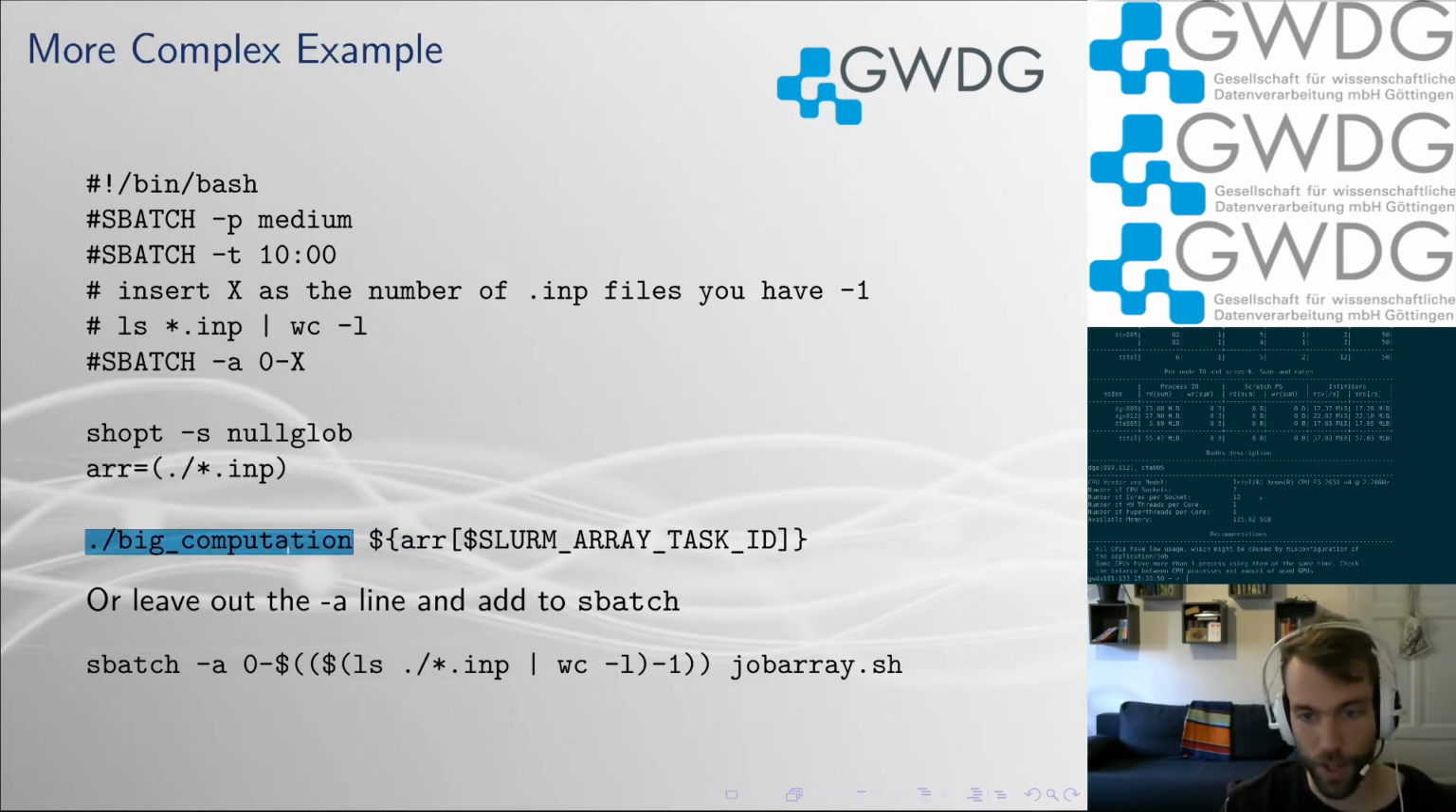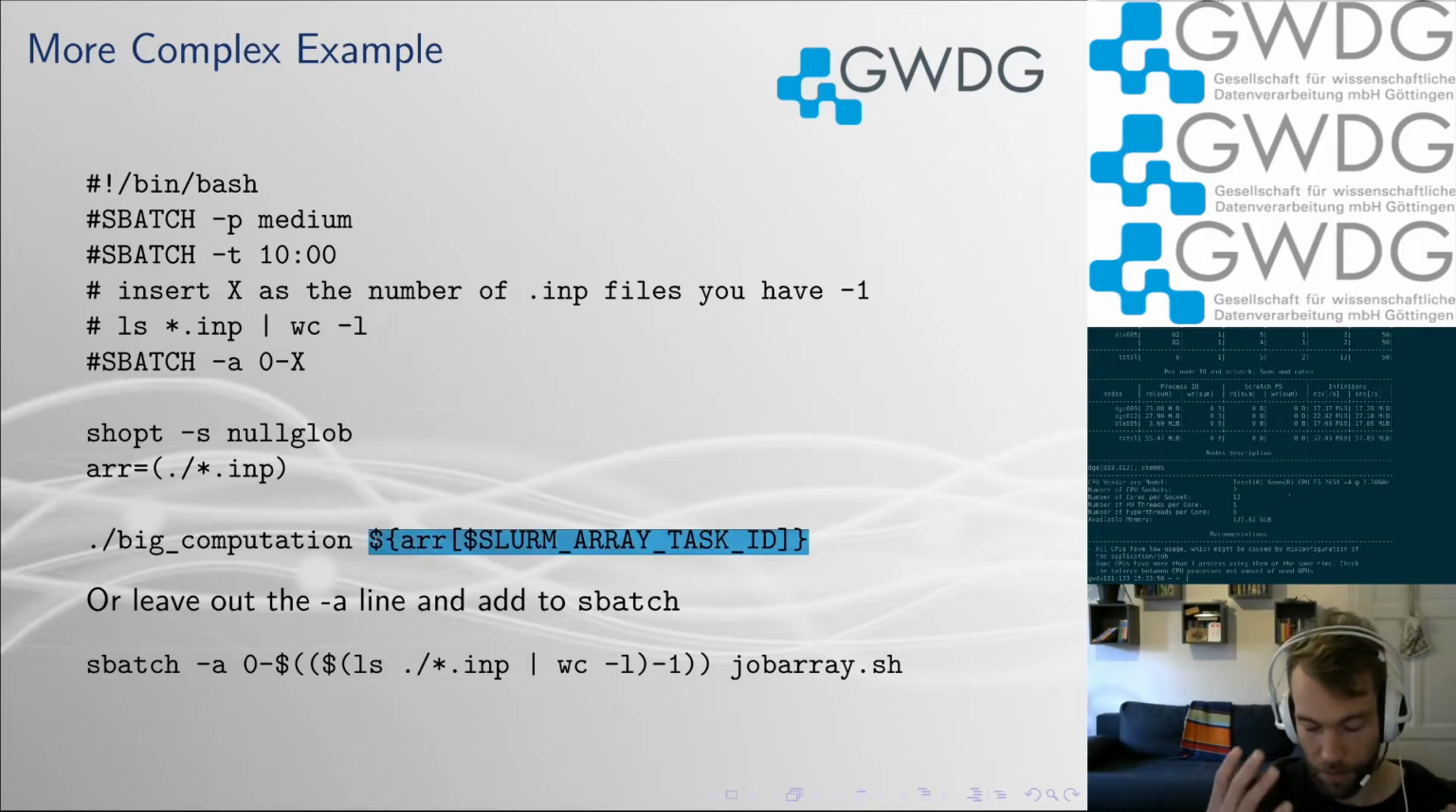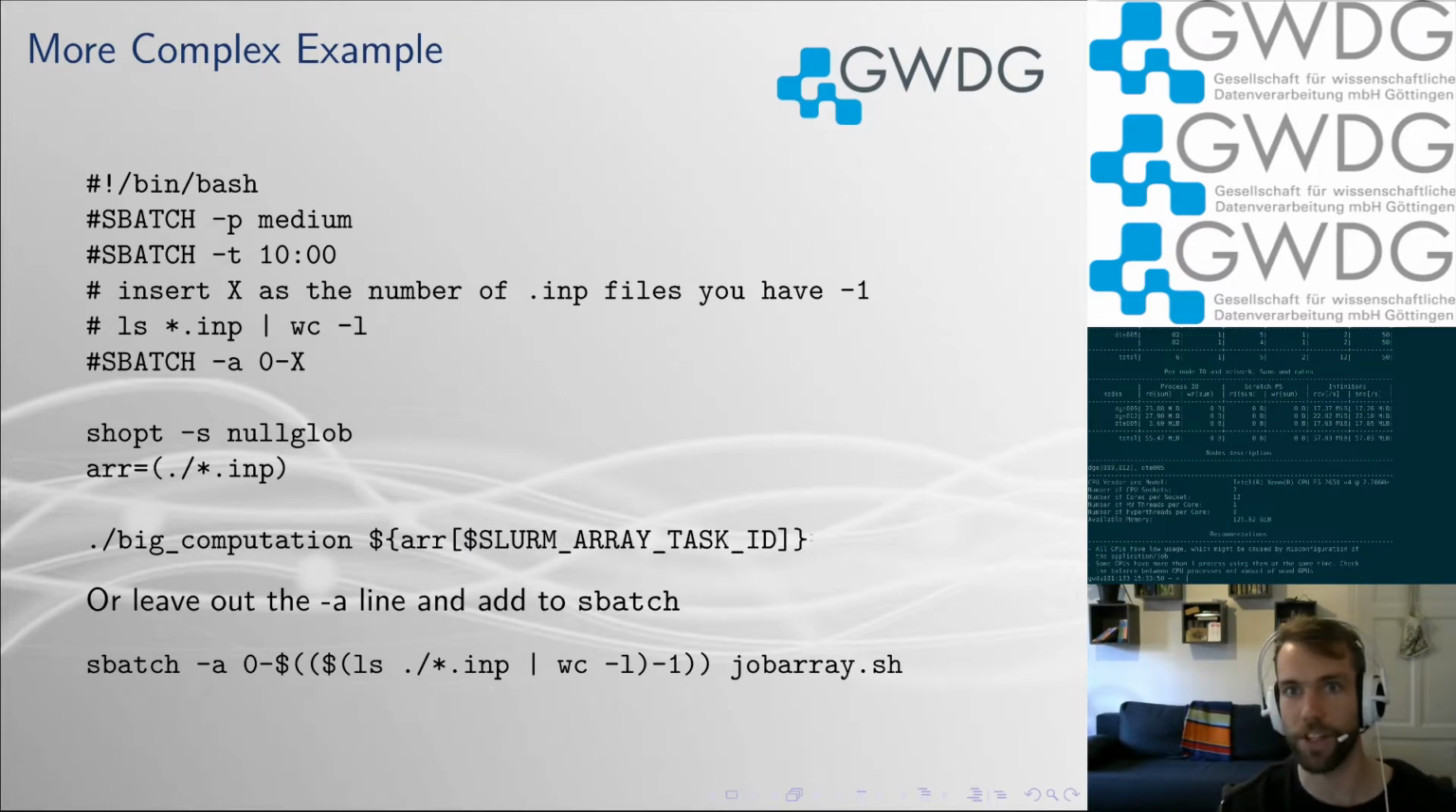You do your big computation, whatever it is. This is a way of using arrays like in bash, not Slurm job arrays, but just bash arrays, and say, okay, I want to have the ID or something like that. If you don't understand it right now, I can't really go into detail because we just have 15 minutes left. But this essentially means that all the files will be gone through, not one by one, but all at once, because it's a job array. They will all be simultaneous.